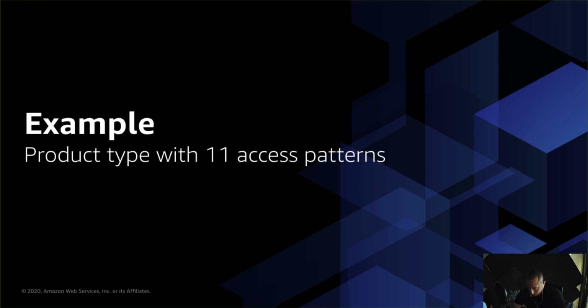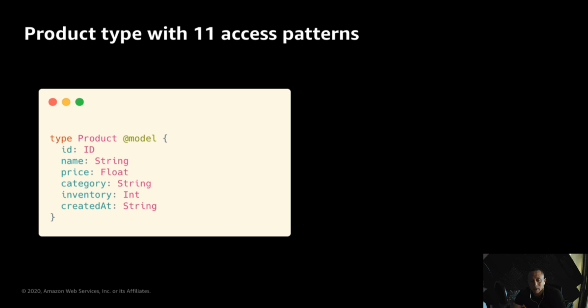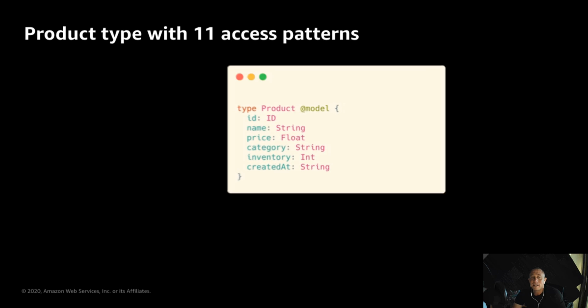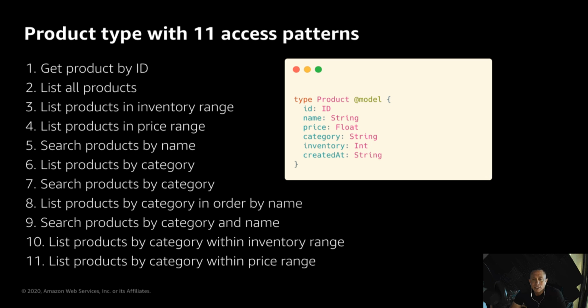So with that in mind, let's take a look at a more robust example. We have this product type here, and we have a product that has a name, a price, an inventory, a category, and a created at. What we want to do is we want to model 11 different data access patterns against this product type. So some of those patterns look something like this. We want to get a product by ID. We want to list all of the products. So those two are kind of given to us by default by AdModel. Now we want to add 9 additional access patterns.